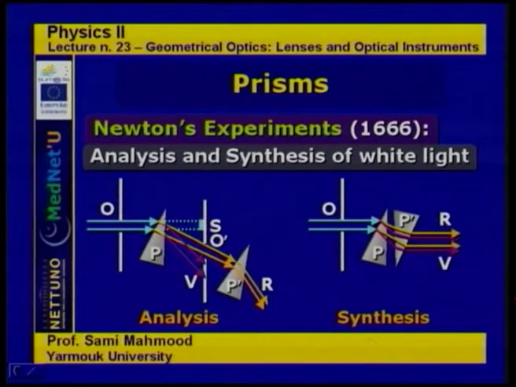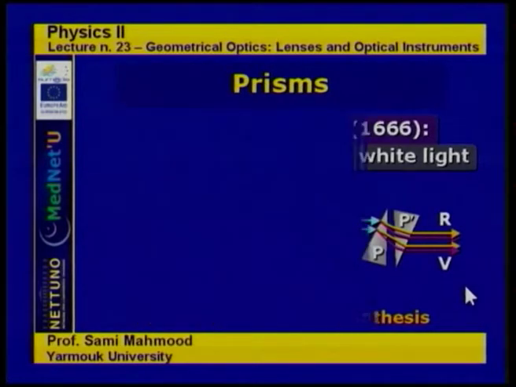Using a prism P, behind the prism we see the set of component colors ranging from red to violet. Then he inverted another prism, P prime, and put it in the way of these component colors. Doing so, he noticed that the component colors join back together, and out of the second prism P prime emerges simply white color. So this is the resynthesis, recombining the component colors back into the original white beam. This is an illustration of Newton's experiments.